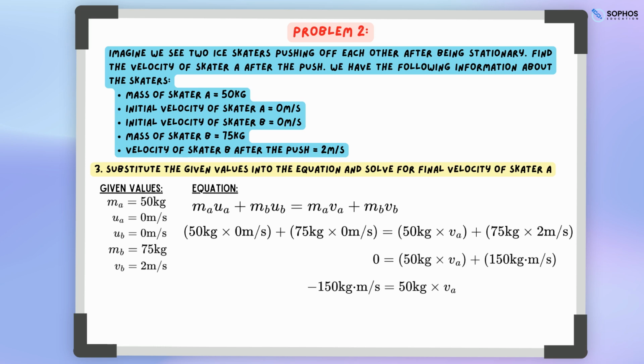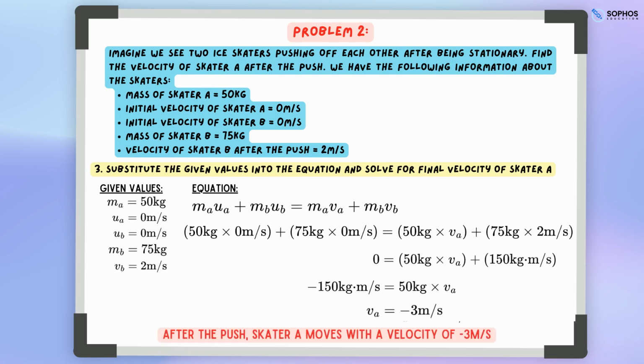And then we can solve for the final velocity of skater A by dividing both sides of the equation by 50 kilograms. This gives us an answer of minus 3 meters per second. So the final answer is that after the push, skater A moves with a velocity of minus 3 meters per second.